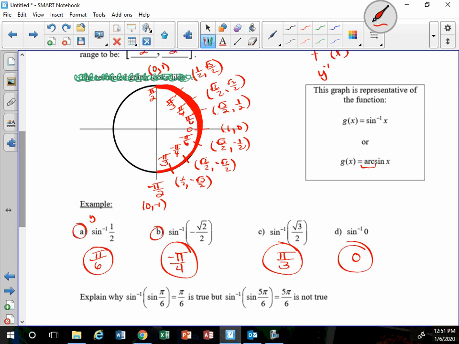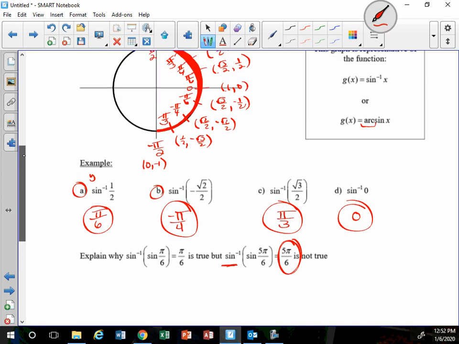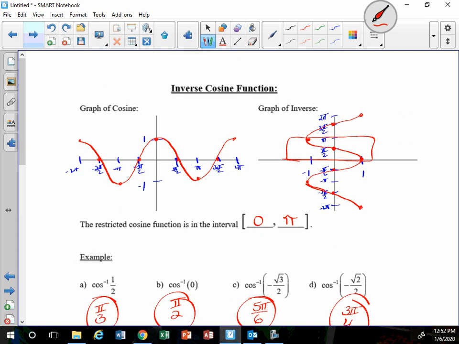Okay, the part at the bottom here, we're not going to write it out. Inverse sine of the sine of pi over 6 equals pi over 6. Why is that true? But inverse sine of the sine of 5 pi over 6 equals 5 pi over 6 is not true. Guys, is 5 pi over 6 an answer you can get from doing an inverse? No, so that's why it's not true. It's not a valid solution for an inverse. But again, that's not a big detail you need at this point.